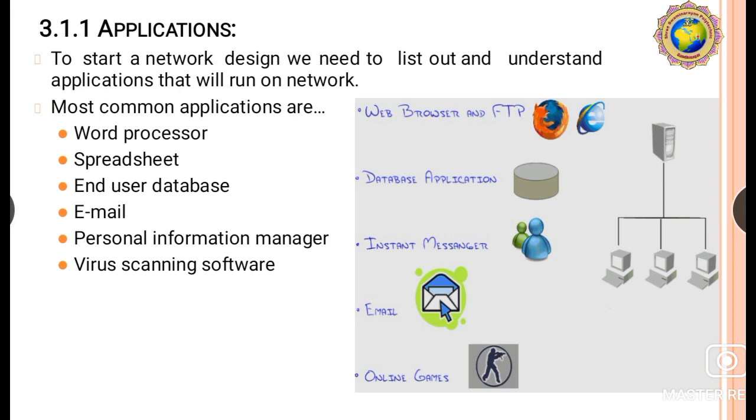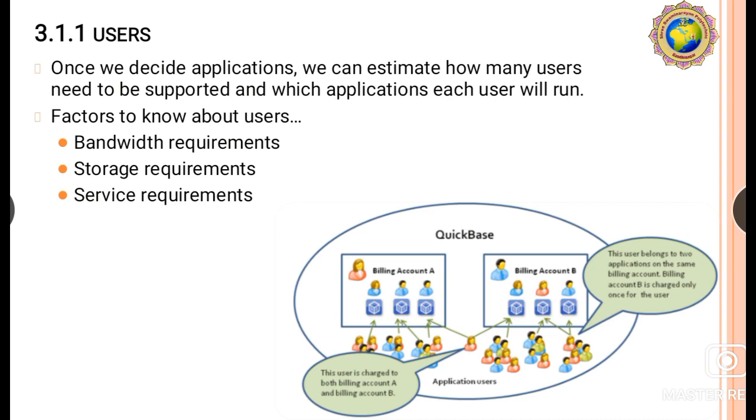To start a network design we need to list out and understand the applications that will run on the network. So this is the example of web browser and FTP, database application, instant messenger application, email application, online games application, and so many types of application we have to use, and it depends on what will run on a network. So next, users.